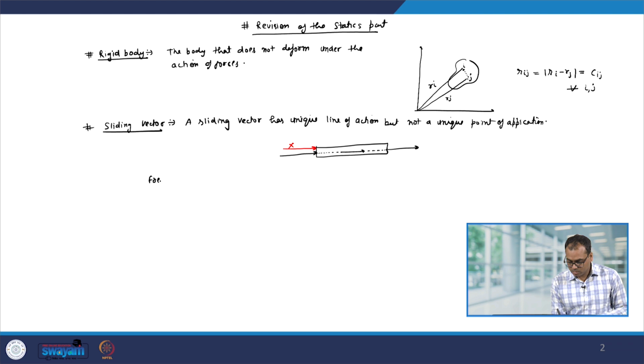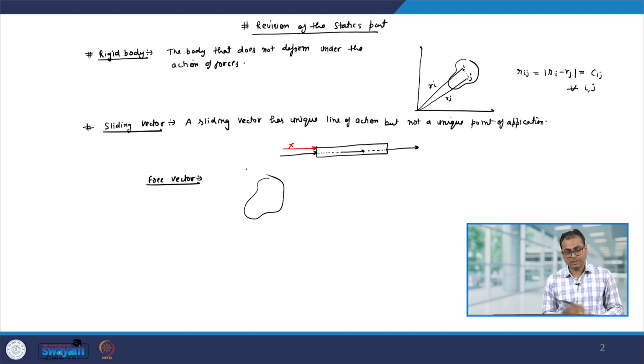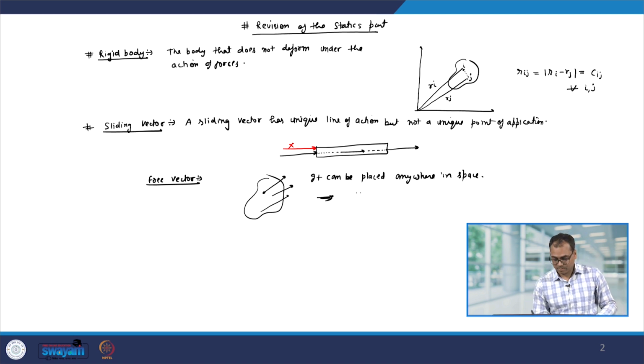Now, free vector. So, free vector is something that can be positioned anywhere in the space. For example, let us say I have this rigid body and there is a free vector. In that case this vector you can place anywhere in the rigid body. So, it can be placed anywhere in space. And the example is the couple. So, couple is a free vector.